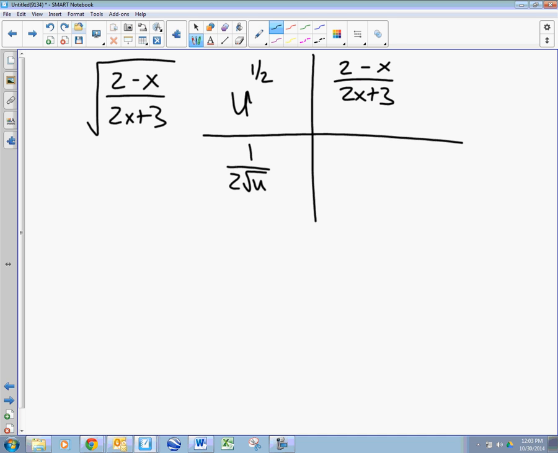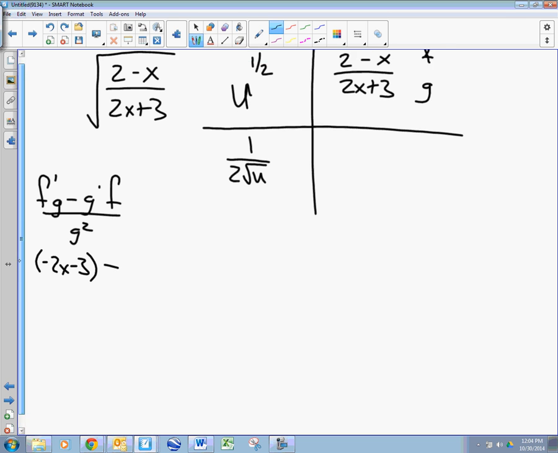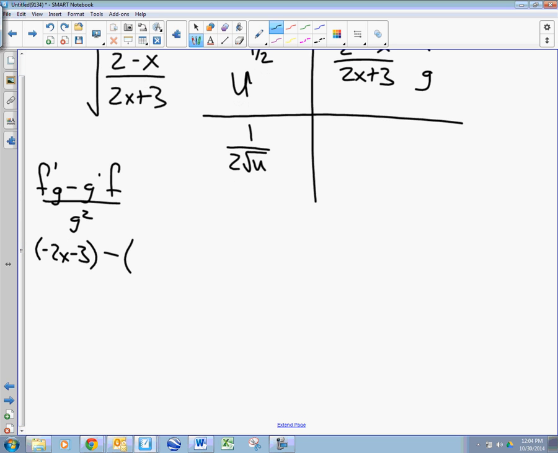In order to find the derivative of 2 minus x divided by 2x plus 3, what do I have to do? The quotient rule. So therefore, if I treat this as f and this is g, I have f prime g minus g prime f all over g squared. So f prime would be negative 1 times g, negative 2x minus 3. Minus, what's g prime? 2. So I'm going to take 2 times the top and get 4 minus 2x. All over the bottom squared.